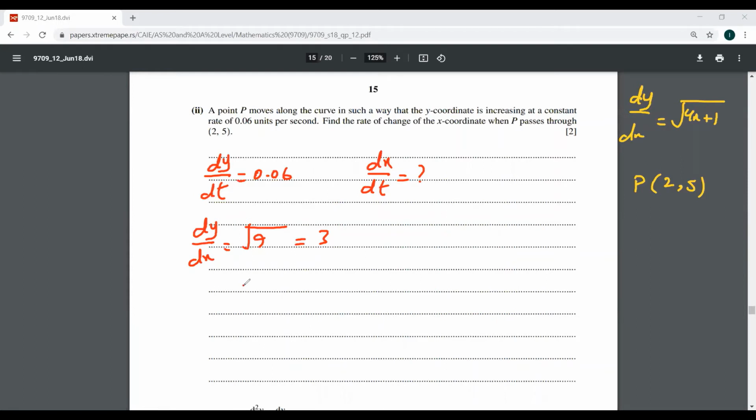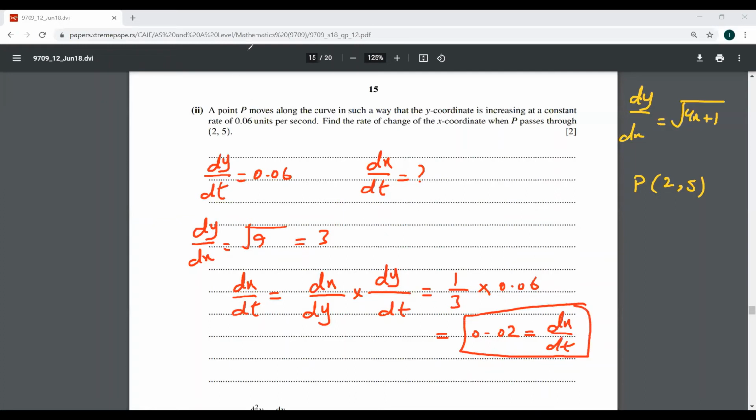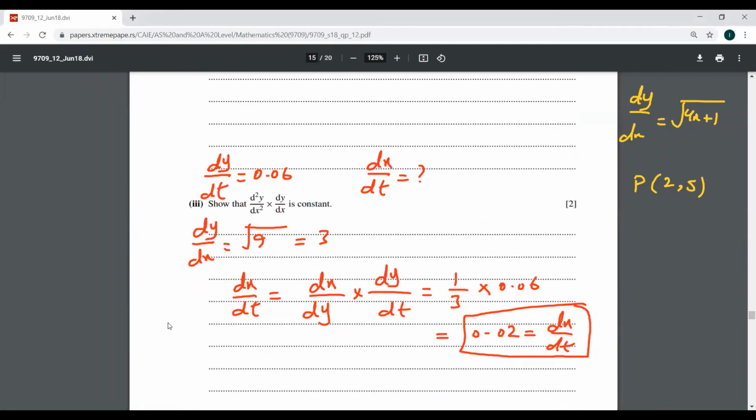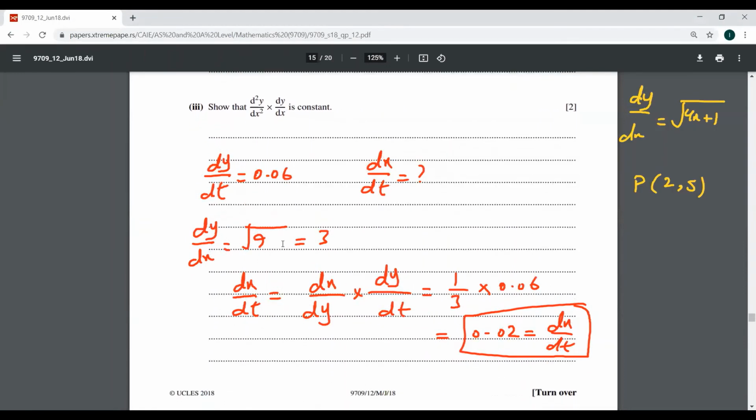So now we need to have this dx by dt. So that is going to be dx by dt. So you have dy here, you have dy here. So the reciprocal of this is 1 over 3 times dy by dt, that was 0.06. So this is 0.02. That is your rate of change of x. Okay. So from this we move to the next part. It says show that d2y by dx squared over dy by dx is a constant. No problem. Let's try to show that.